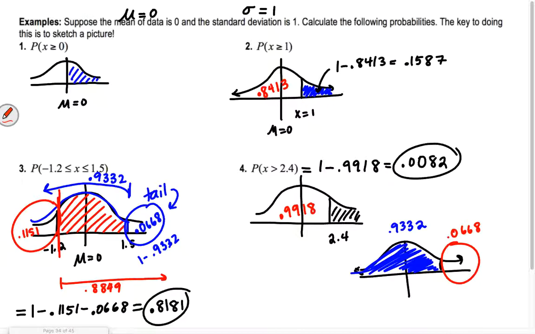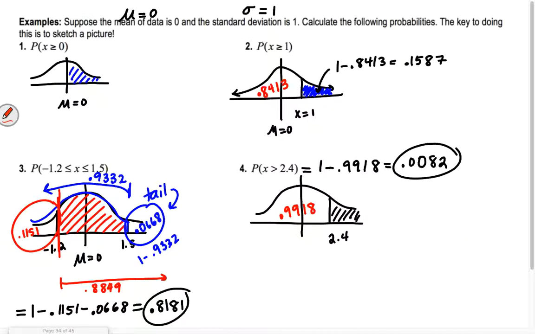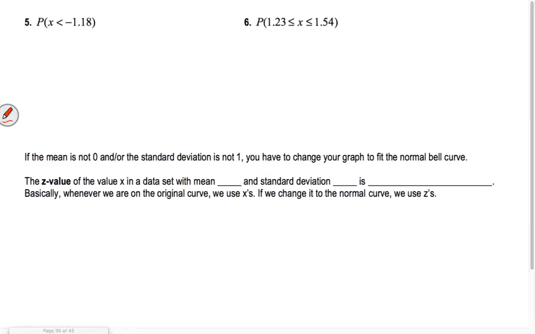Does it matter if it's greater than or equal to, or just greater than? It doesn't. So he's noticing that this says probability that x is greater than or equal to 2.4. It could be greater than or equal to or greater than. It doesn't matter because the probability of landing exactly on 2.4 is 0. I know, that's weird, isn't it? So, all right, the probability of x being less than negative 1.18.